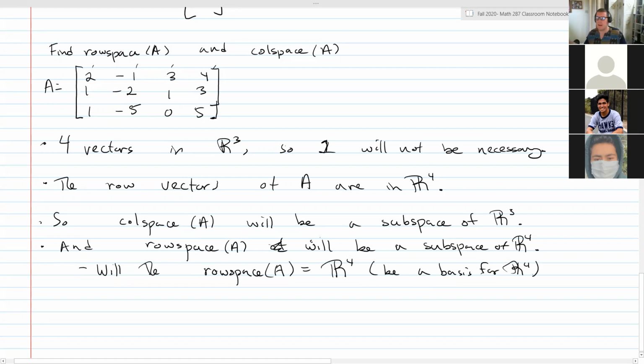So will the row space of A actually be a basis for R4? Let's think about why or why not. You might have an instinct about that. Anybody want to give a shot? They can unmute themselves, say yes or no.